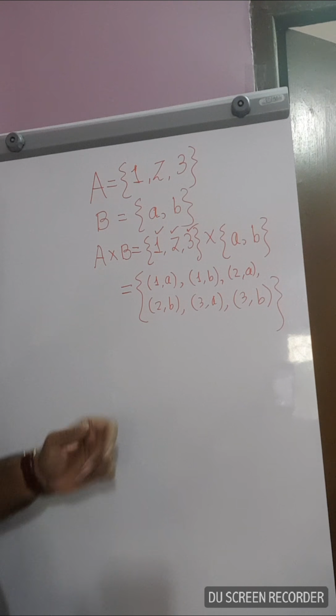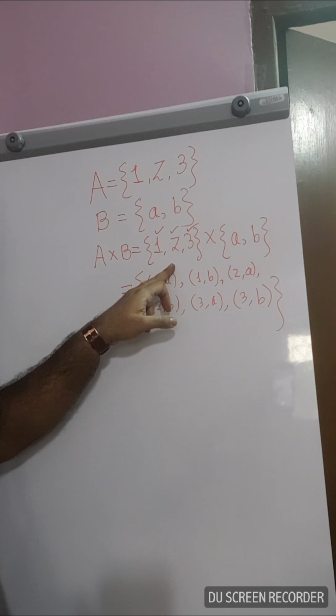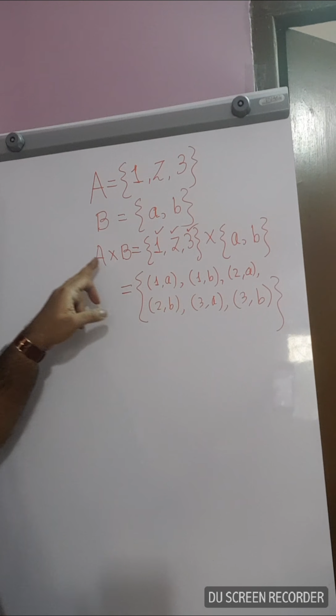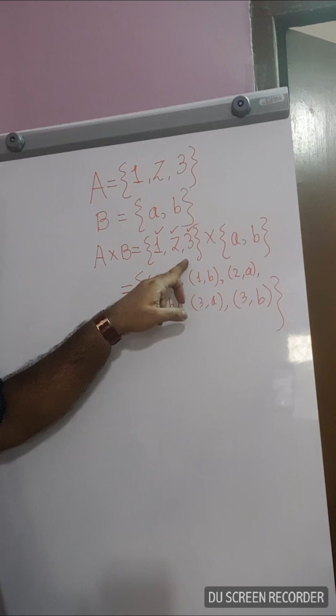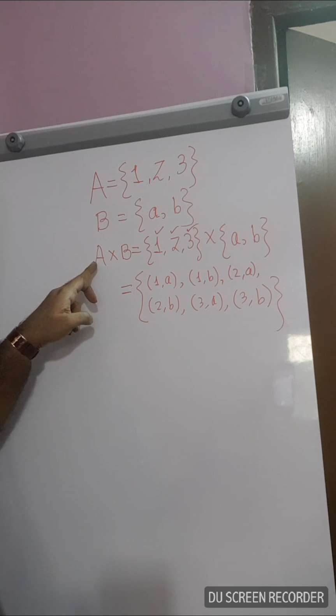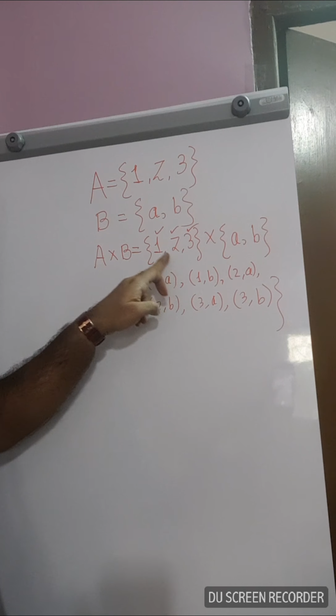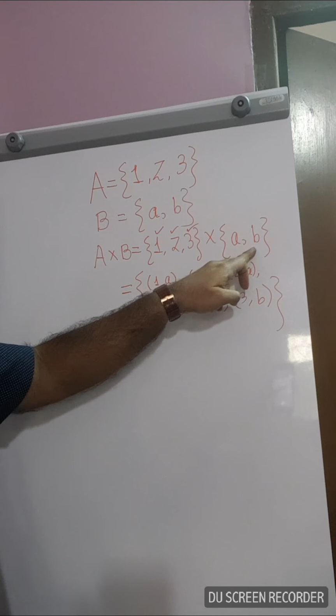And you also note here that cardinality of the set A is 3. What is cardinality or cardinal number of a set? By cardinal number of a set, we mean the number of elements contained in the set. That is known as the cardinal number or cardinality of that set. So here cardinality of set A is 3 because it has 3 members. Cardinality of the set B is 2 because it has 2 members.